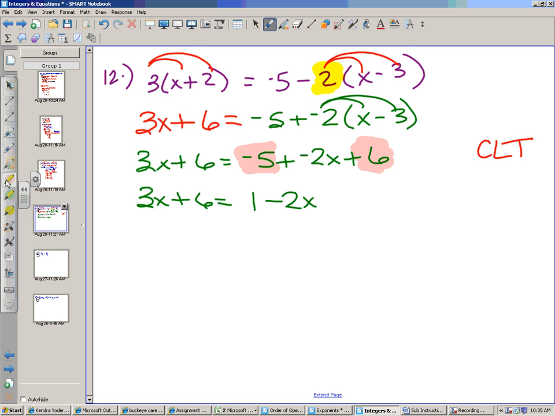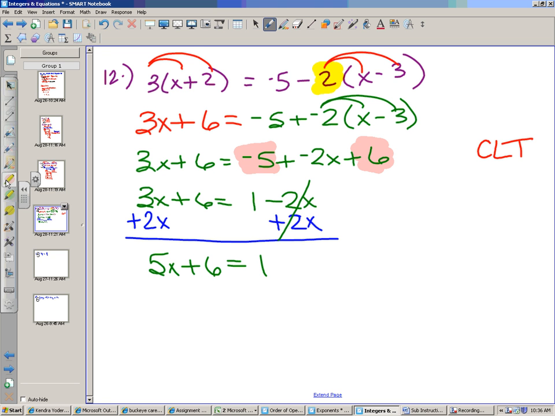Now again, we have each side balanced. Now we need to go ahead and work across the equal sign. And the way we're going to do that is by bringing our smaller x over, which is negative 2. So that's going to be adding 2x to both sides. And I have 5x plus 6 is equal to 1. I'm going to subtract the 6 from both sides.